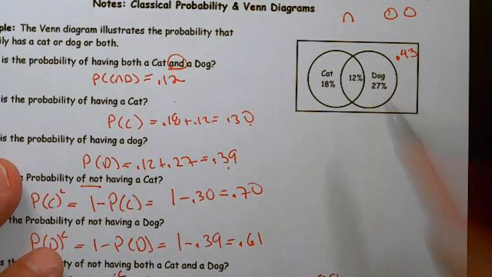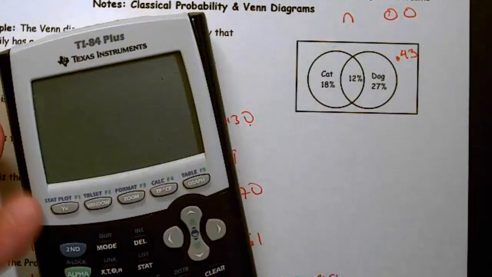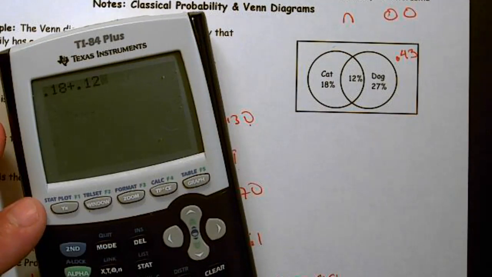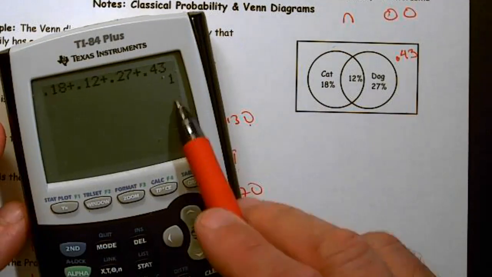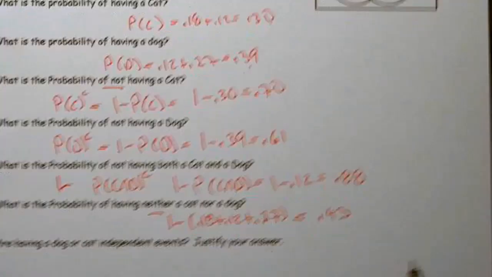And that should add up to one whole. Let's make sure we didn't make a math error. 0.18 plus 0.12 plus 0.27 plus 0.43. One whole looks pretty good. All right. So it's a valid probability distribution.